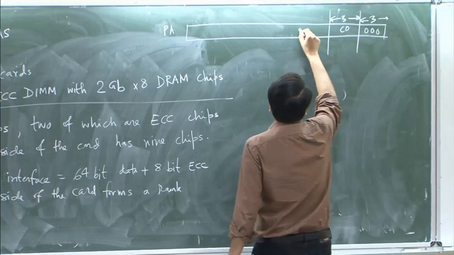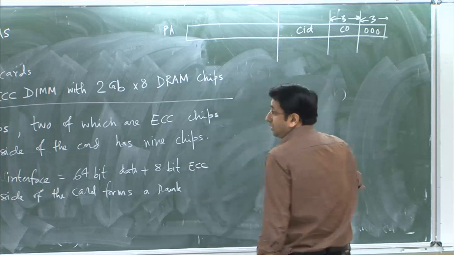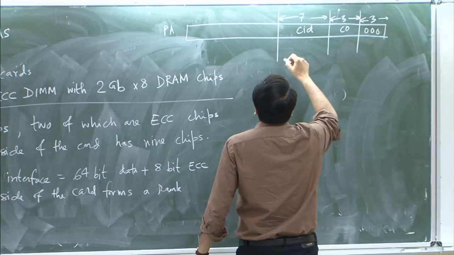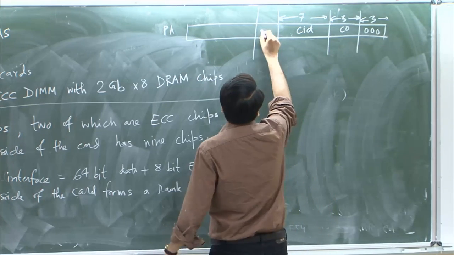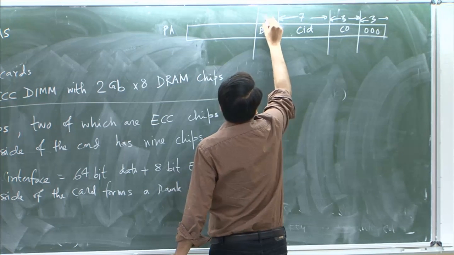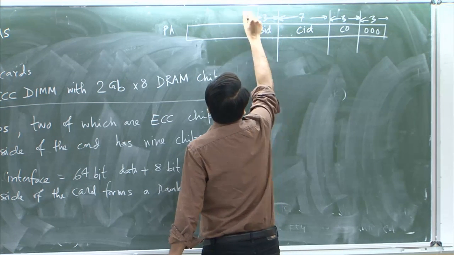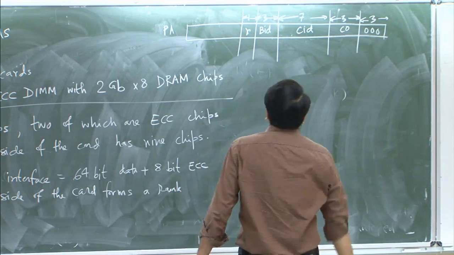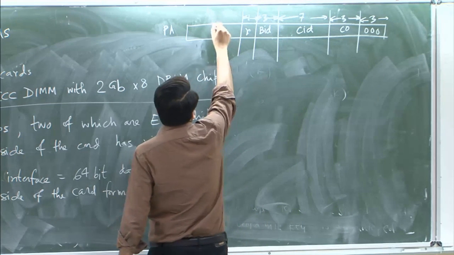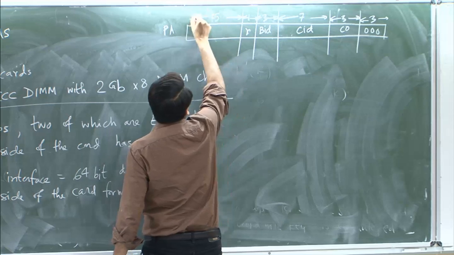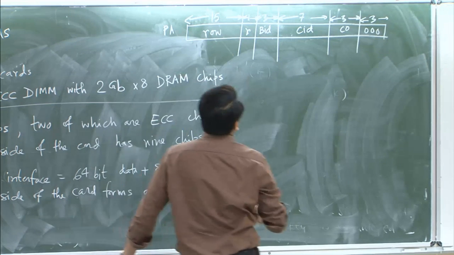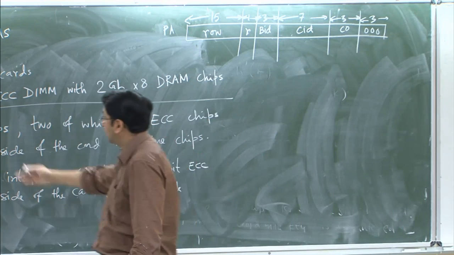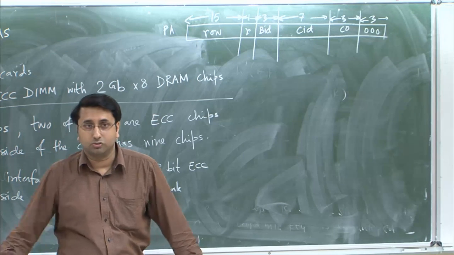Then comes the column ID, which is 7 bits. Okay, then the bank ID, which is 3 bits, then comes the rank, which is 1 bit, and we need 15 bits for the row. How much does it come to? 32 bits, right? And that's what you'd expect. To access a 4 gigabyte DIMM, you need 32 bits of address.